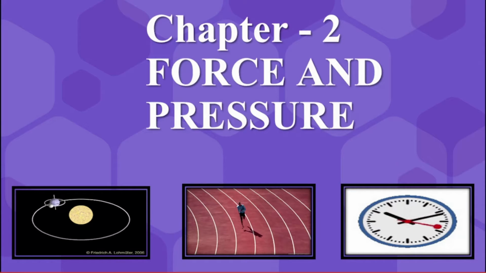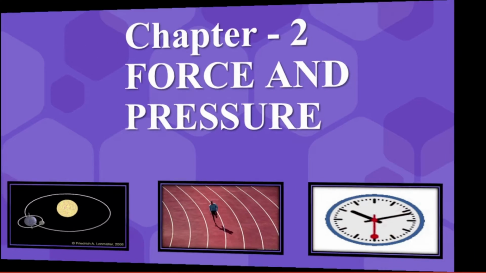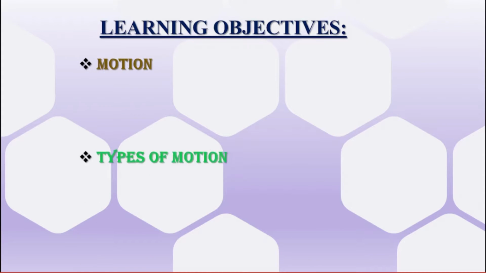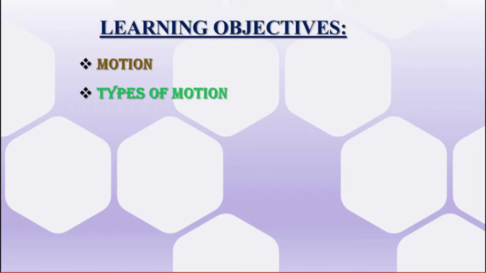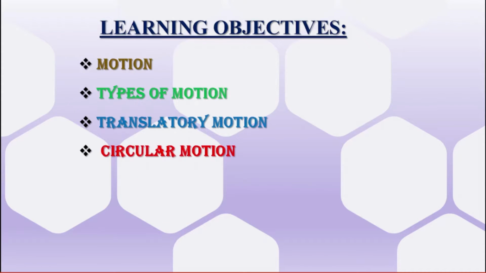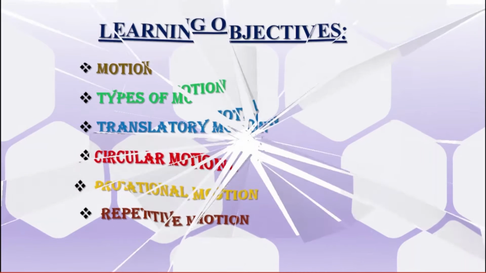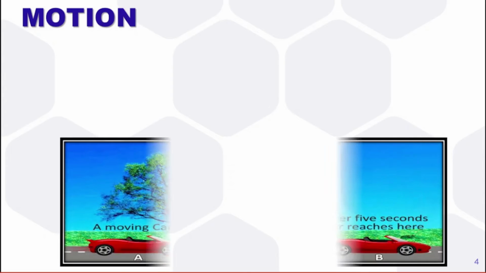Chapter 2, Force and Pressure. Learning objectives are motion, types of motion, translatory motion, circular motion, rotational motion, and repetitive motion. First, we are going to discuss what motion is.